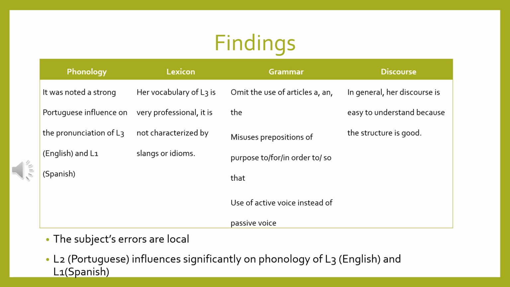Also, the speaker's errors were considered local. This means that people that listen to her can still understand what she's saying. That's the difference between a local error and a global error. A global error is when people don't understand you. But a local error is when you make mistakes, but people still understand you.